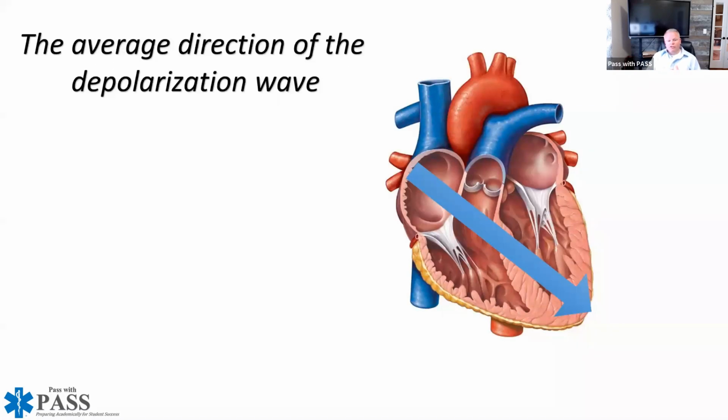All right, so the average direction of the depolarization wave. Again, I'm just going to hit high points here. Under normal conditions, we depolarize from that SA node, and we know that that electrical impulse goes across the atria on both sides. It comes down to the AV junction. That holds the message to allow the ventricles time to fill.